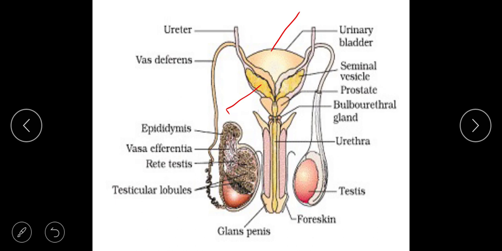The seminal fluid is rich in nutrients such as fructose and other things. These nutrients nourish the sperms on the way to the urethra. In fact, in the urethra here you can see the two flap-like structures. These two flap-like structures are the prostate glands, and they release the alkaline fluid in the urethra to neutralize the acidity caused due to the urine. And in this way the sperms are protected. Just below it you can see again a pair of glands which are called the bulbourethral gland or the Cowper's gland. This releases the mucus which helps in the lubrication of the penis during the coitus.